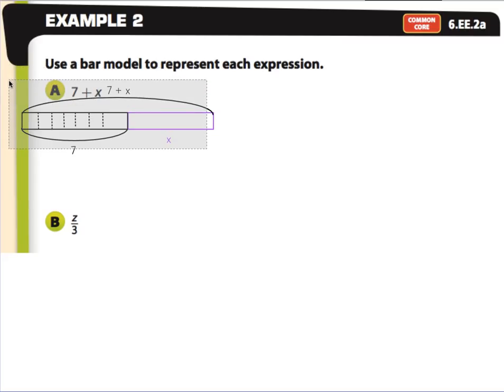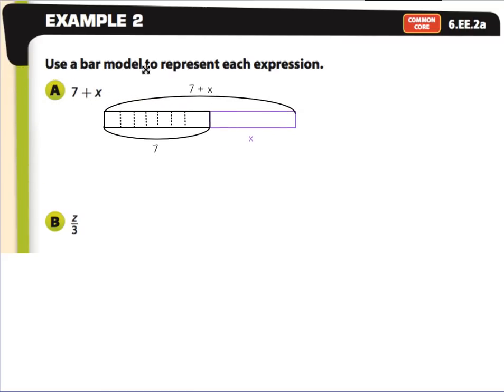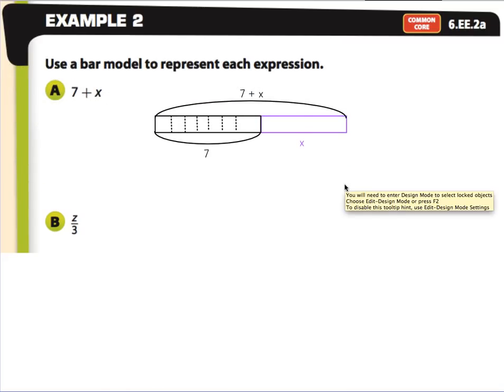And there's my model. Fancy, right? Okay, so again, start with your variable. After you've done your variable, place your constant, and then show how your expression comes into play. Okay?